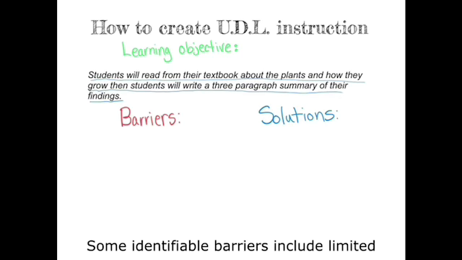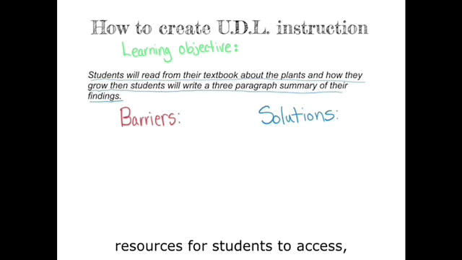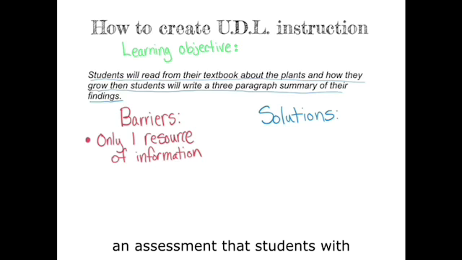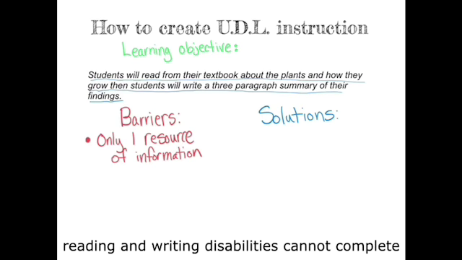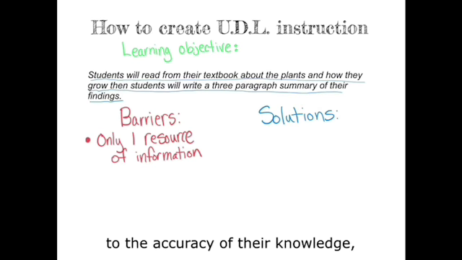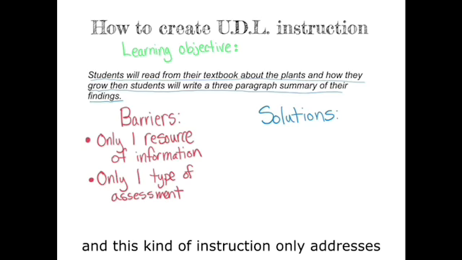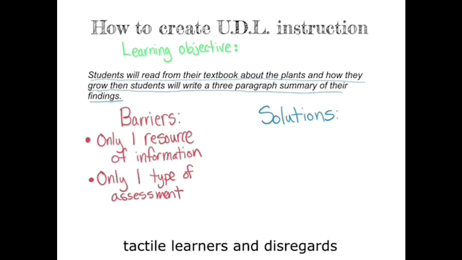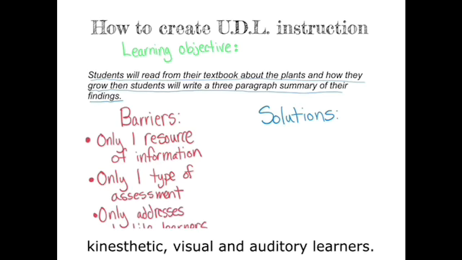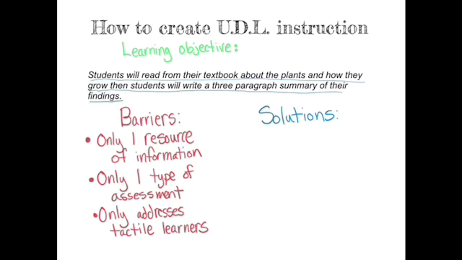Some identifiable barriers include limited resources for students to access, an assessment that students with reading and writing disabilities cannot complete to the accuracy of their knowledge. And this kind of instruction only addresses tactile learners and disregards kinesthetic, visual, and auditory learners.